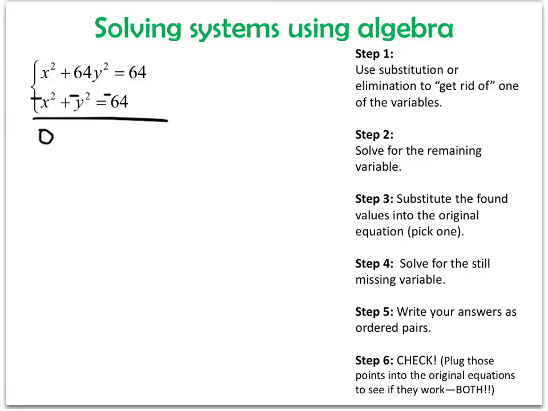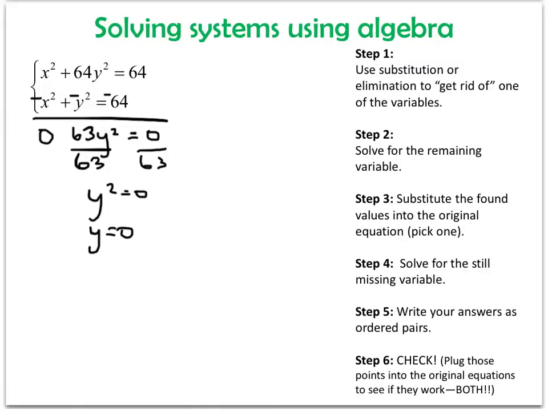So now 64y squared minus 1y squared gives me 63y squared. 64 minus 64 is 0. So dividing by 63, I get y squared is 0. So y is just going to be 0. Now that we've gotten rid of one of the variables and solved for the other variable, so I've solved for y, we want to substitute this back into one of the original equations.